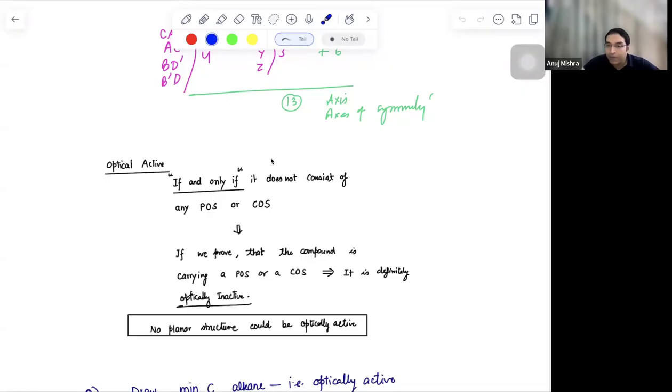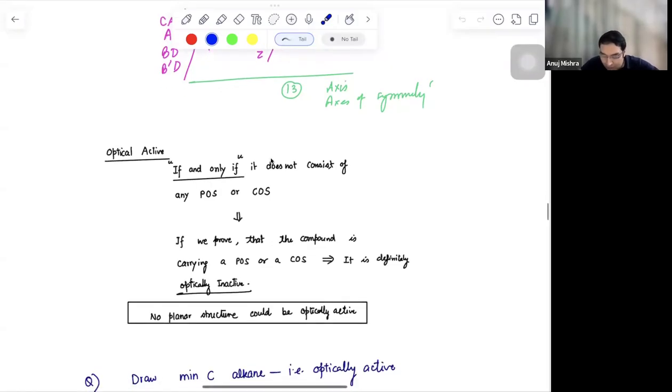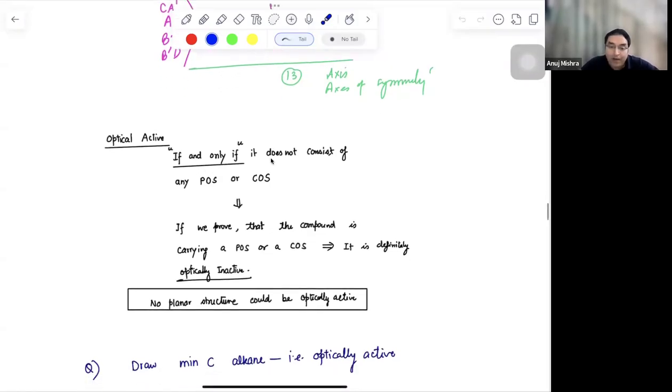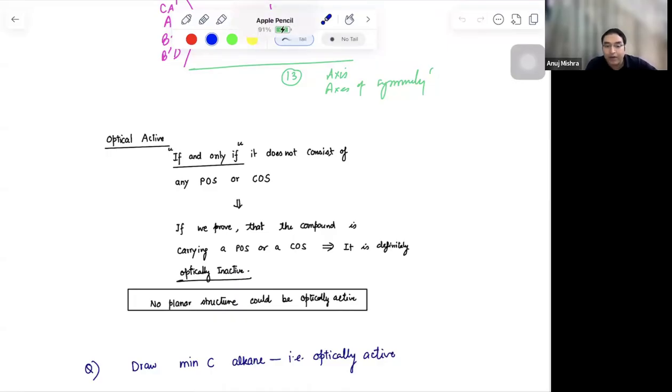Right? Let's start certain questions here. Draw the minimum carbon alkane that is optically active. So what is the definition of optical activity? If you recall, we discussed the definition of it. Based on that, try to draw.